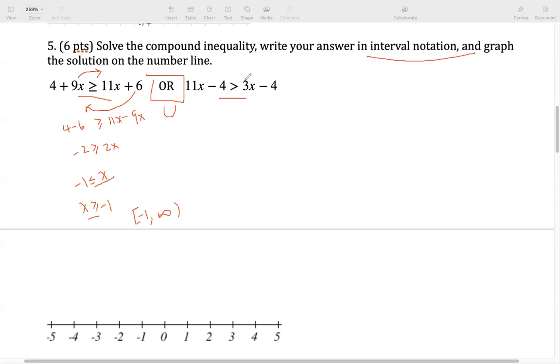For this second part, I move 3x to the other side. So I have 11x minus 3x. Only greater than, no equal sign. I have -4. Well, move this -4 to the other side, it becomes positive. -4 plus 4 is 0. 11x minus 3x is 8x. Divided by 8 on both sides, so that becomes x greater than 0. So what's the solution for this? 0 up to positive infinity, right?